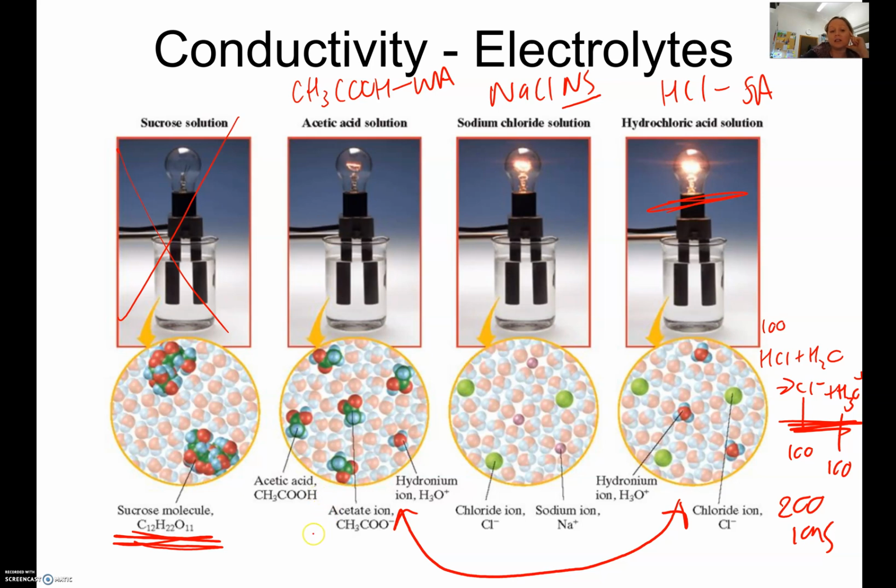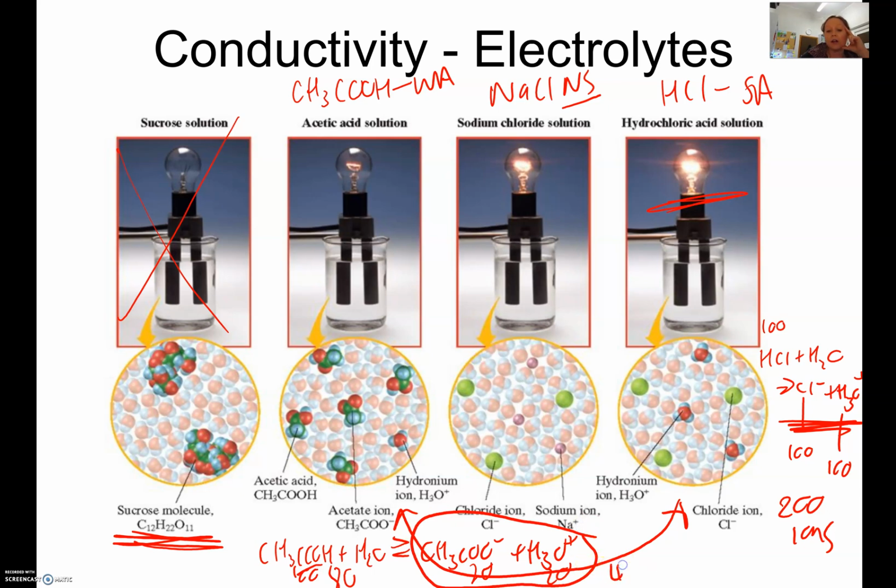Whereas acetic acid is a weak acid, so it's only going to partially dissociate, and the amount is unknown off the top of my head, so I'm just going to make up a value. If we have 100 ethanoic acid molecules and only 20 of them form ions, that means you end up with 80 of them left intact, which means instead of having a lot of ions, we've got very few. So we've only got a total of 40. We do still get ions produced, but very little compared to the same concentration of HCl.